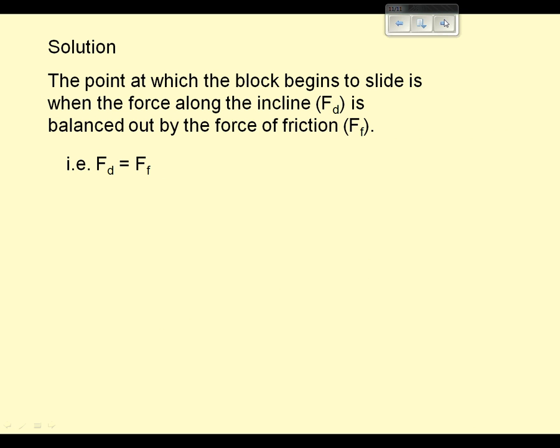Okay. Well, let's do some logic here. The point at which the block begins to slide, let's ignore the fact that we have to give it a push. Basically, we know we're going to push it. Once it's pushing, then we're just talking about sliding friction. So the point at which the block begins to slide is when the force along the incline, Fd, is balanced out by the force of friction, right? Constant speed. Do I have a picture here? Yeah, I do. So the Fd is actually like the little bottom triangle underneath the block.